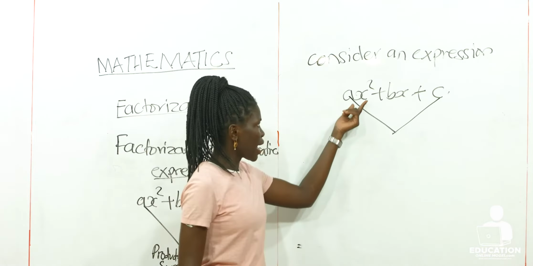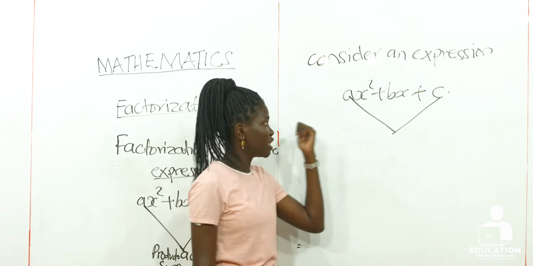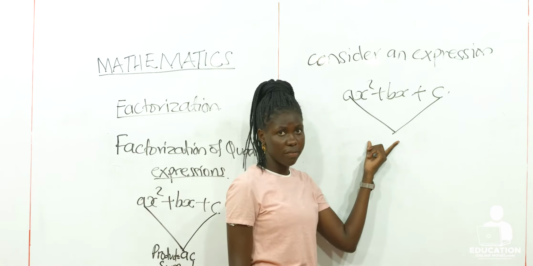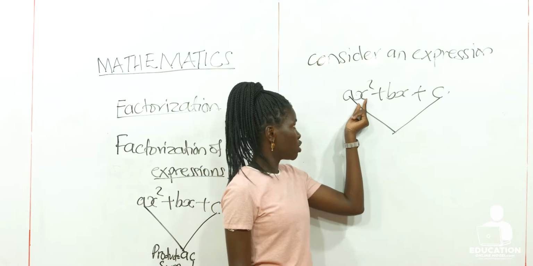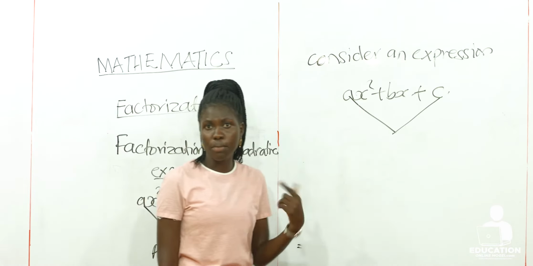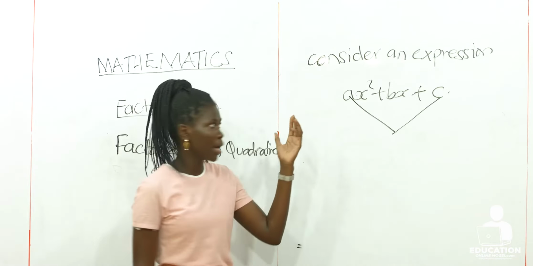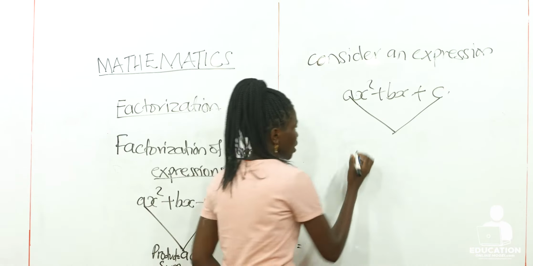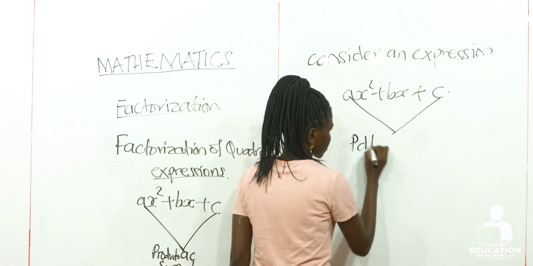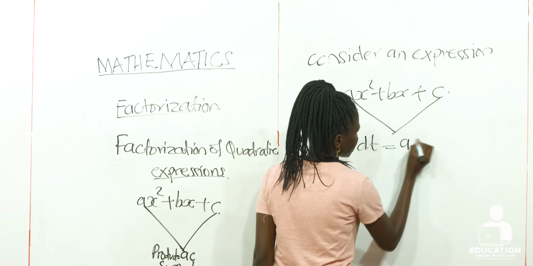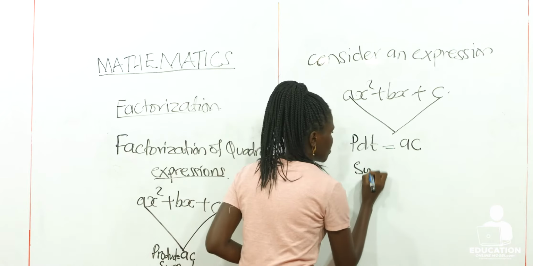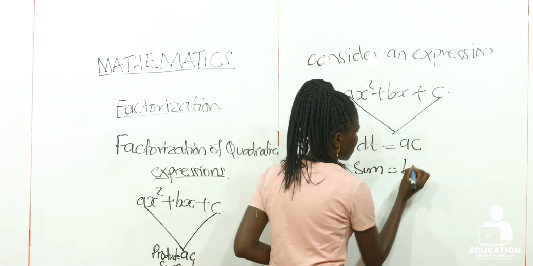When given x with a coefficient of 1, you can simply multiply 1 by c to give you the final product. But if the coefficient of x is more than 1, it can be 2, it could be 3, any other number, you multiply it by c to give you the final product. So in this case, our product will be ac, and our sum is going to be the letter b.